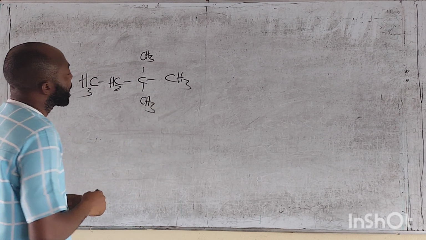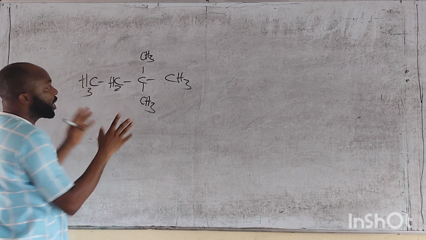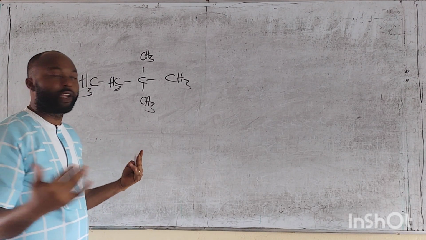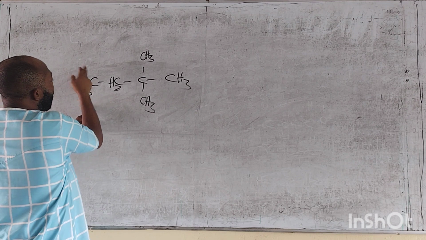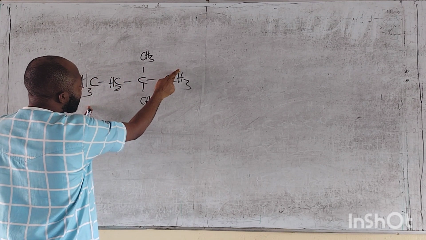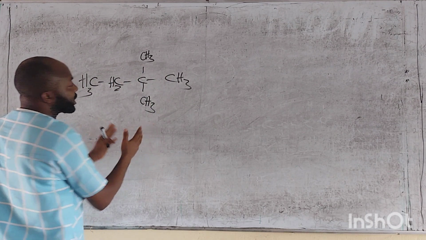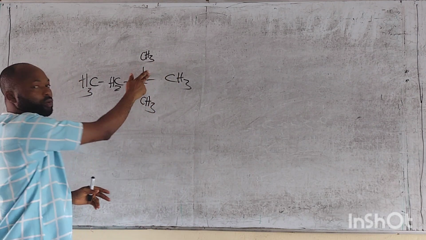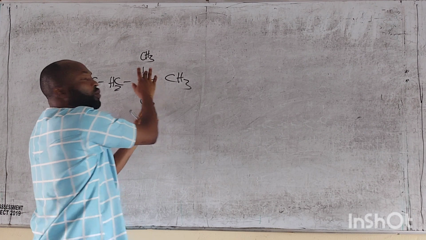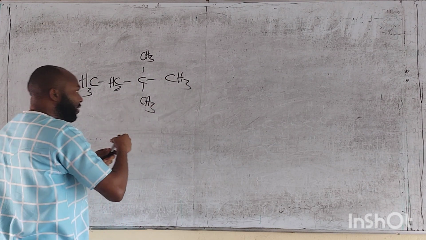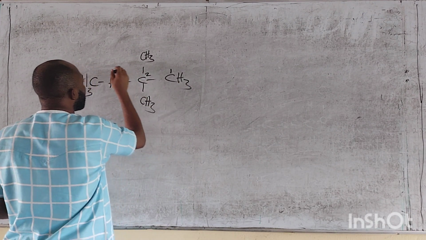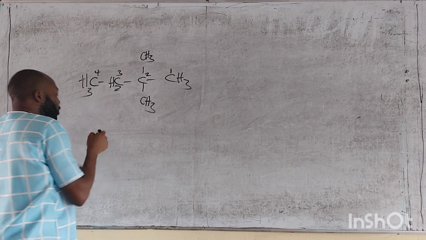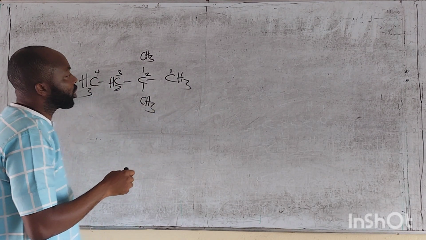So now, if I want to count from here, first of all, I want to identify my parent chain, alright? I start from here, 1, 2, 3, 4. Now I have 4, but they say you should take the lowest possible number for the substituent side, 1, 2. So this one is 2. So this is where I should definitely start. So I have 1, 2, 3, 4. So this becomes my parent chain from this order.